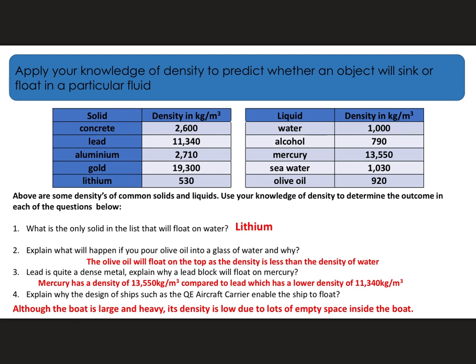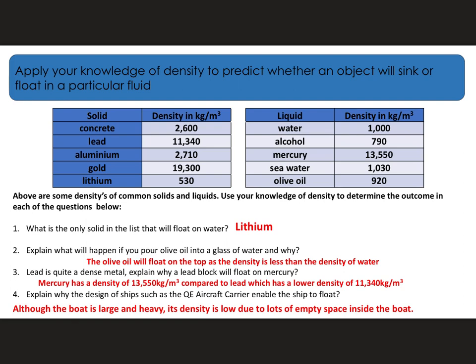Question 2 says, explain what will happen if you pour olive oil into a glass of water and why. So again, we'll look at olive oil. So 920 kilograms per meters cubed here compared to water, which is 1,000. So olive oil has a lower density than water, so therefore the oil will float on top of the water. And remember, that's because it's got a lower density.